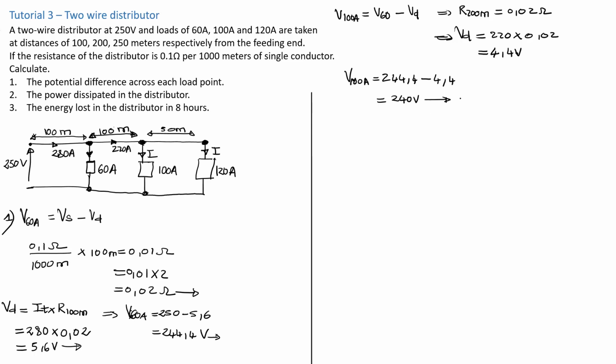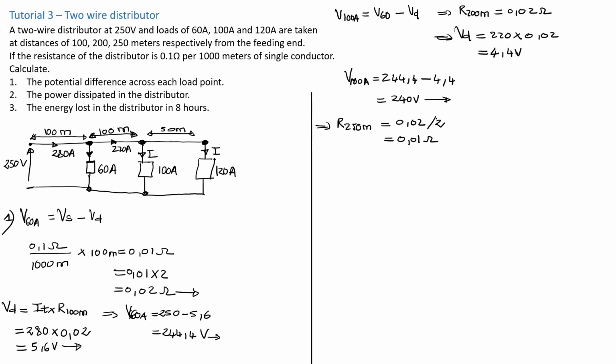So we have to do another conversion here. As you can see, this 0.02 ohm is for 100 meters. So which means for 50 meters, we just have to divide this by 2. So I'm going to deduce that R for the 250 meters load point is going to be 0.02 divided by 2, which is going to be 0.01 ohm.